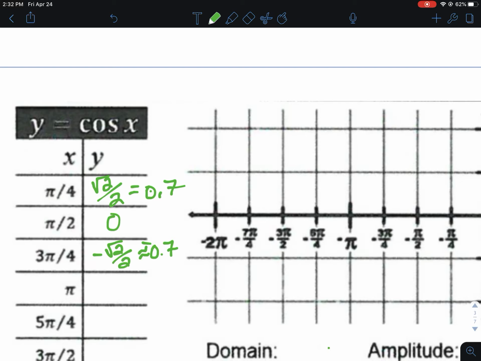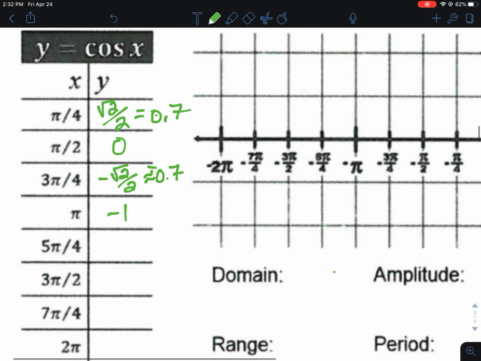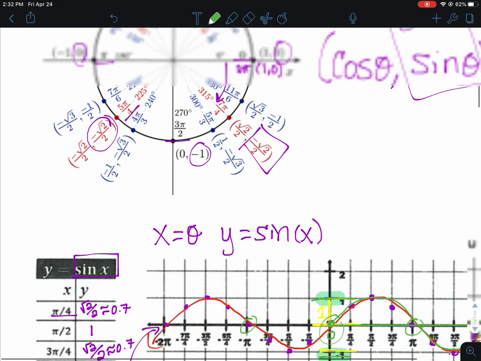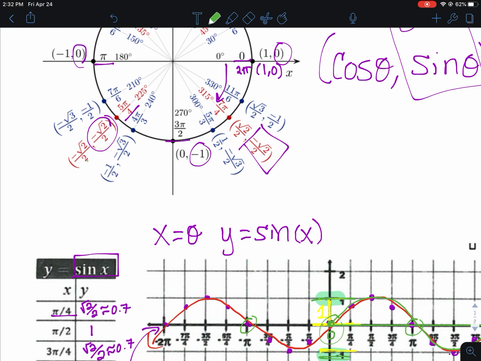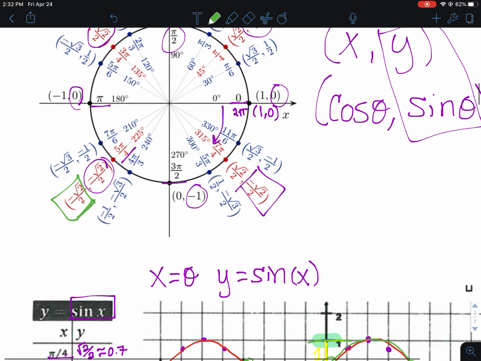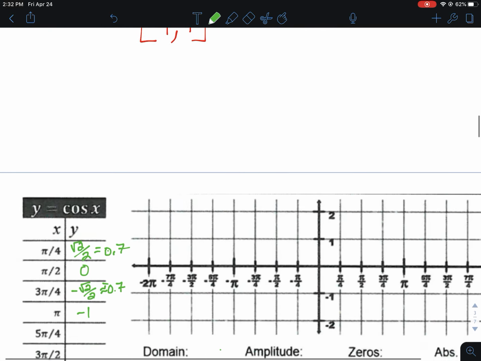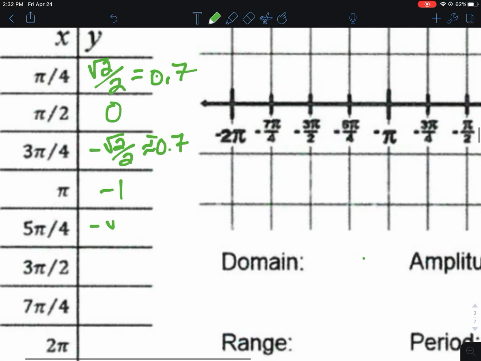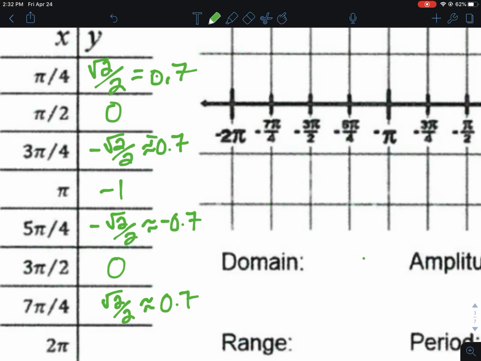At pi, we have (negative 1, 0), so we get negative 1. At 5 pi over 4, we are down here, so the cosine is negative square root of 2 over 2, same x value as up above at 3 pi over 4. So that's negative 0.7. 3 pi over 2 gives me (0, negative 1), so again 0. 7 pi over 4, positive square root of 2 over 2. And 2 pi gives me the point (1, 0), so we get 1.